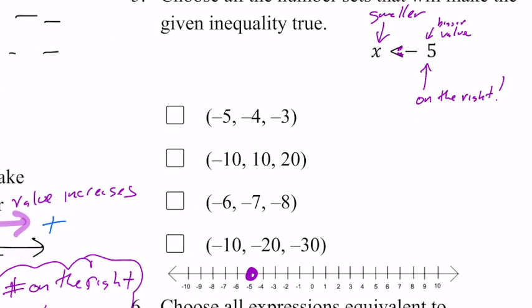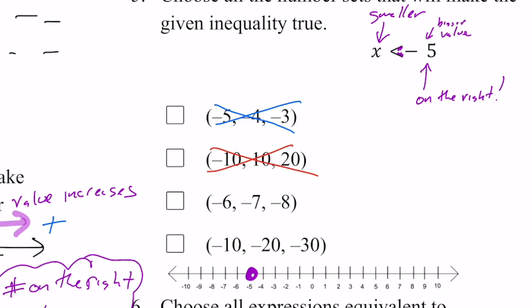So let's look at the other options. -5, -4, -3. Were those on the left side of the 5? No. So it can't be that one. Let's look at the next option. -10, 10, and 20. So the 5 worked out for this one, but it didn't work out for those. Okay, so this one also doesn't work.